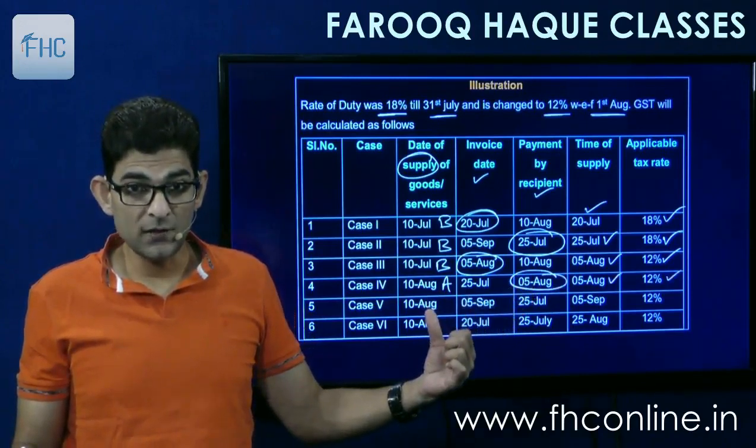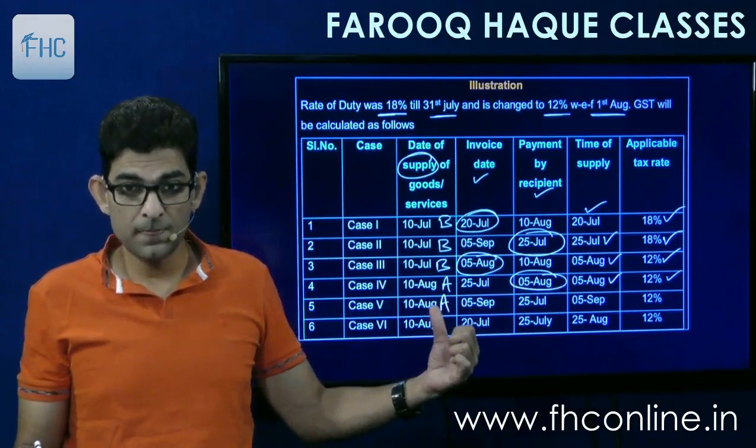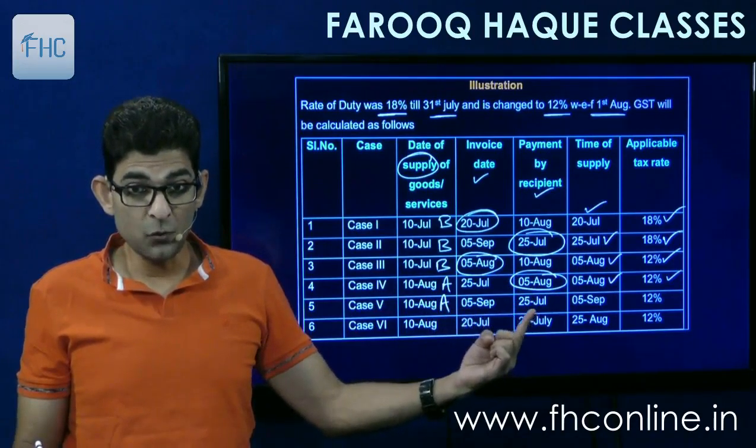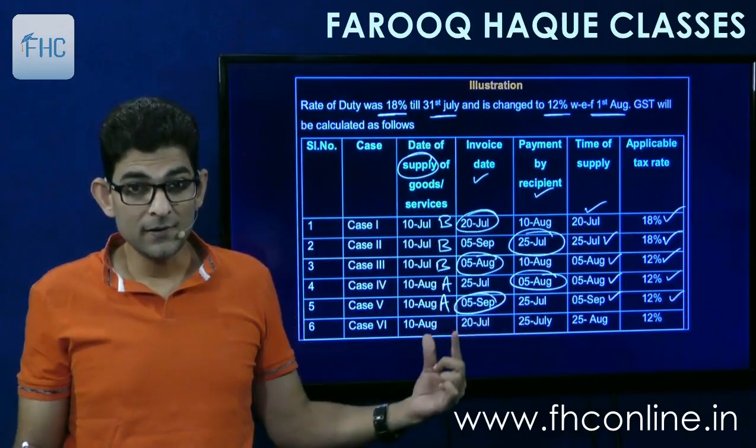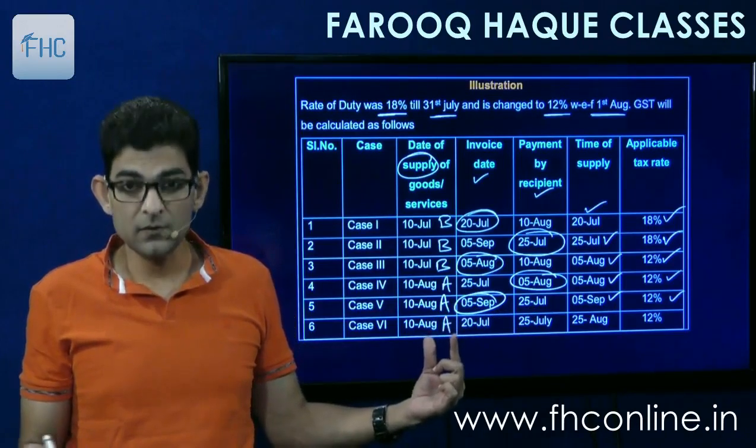Again, next one, 10th August means after. One is before, 25th July, and one is after. One is before, one is after, so whichever is later. 5th September, new rate. 10th August, last one, after.